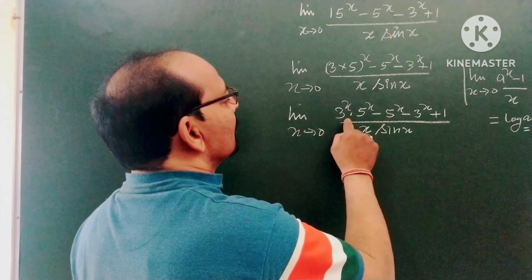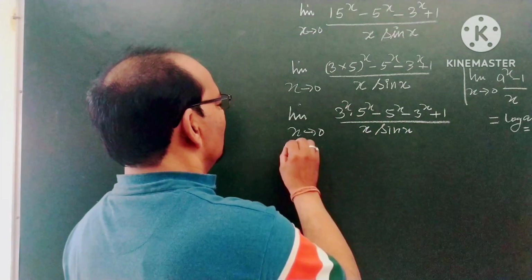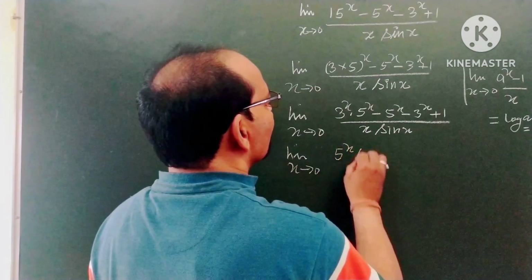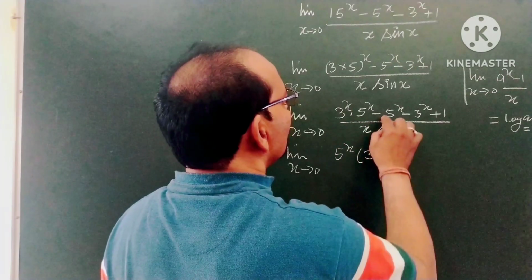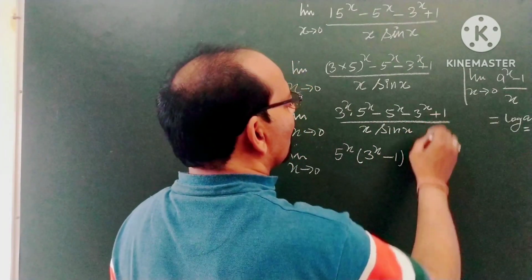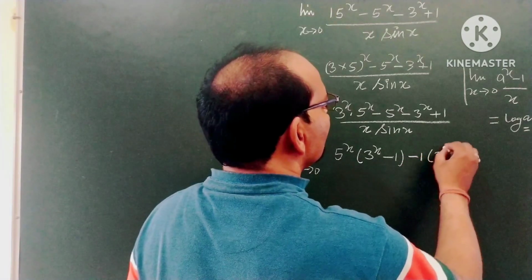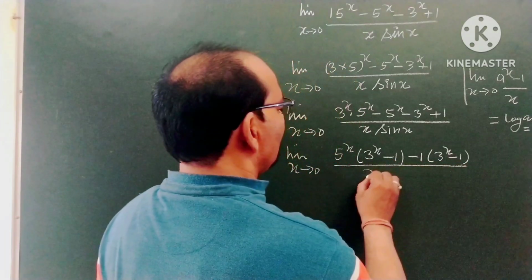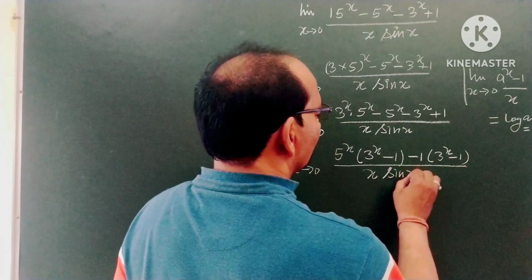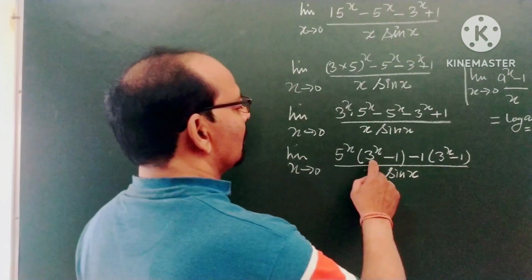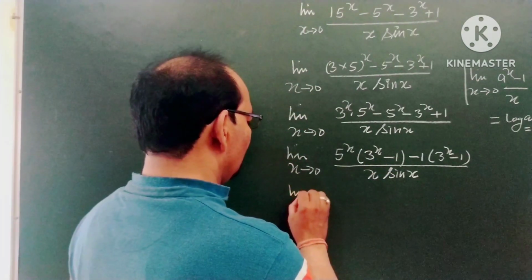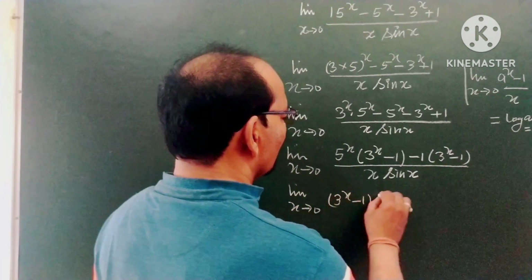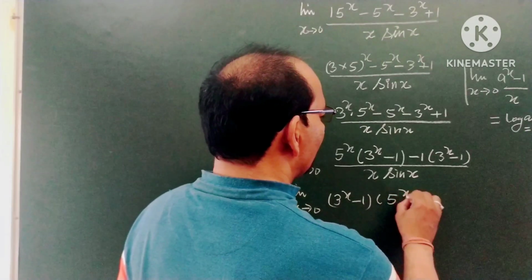Take 5^x common from the first two terms, therefore the limit as x tends to 0 is 5^x (3^x - 1). Take minus 1 common from the remaining terms, so there will be (3^x - 1), and after that the denominator is x sin x. Taking (3^x - 1) common, we get the limit as x tends to 0 of (3^x - 1)(5^x - 1).